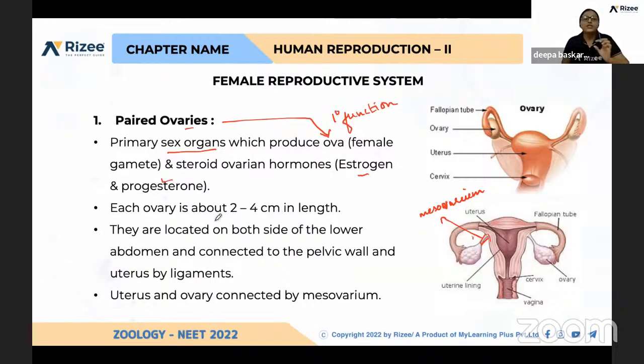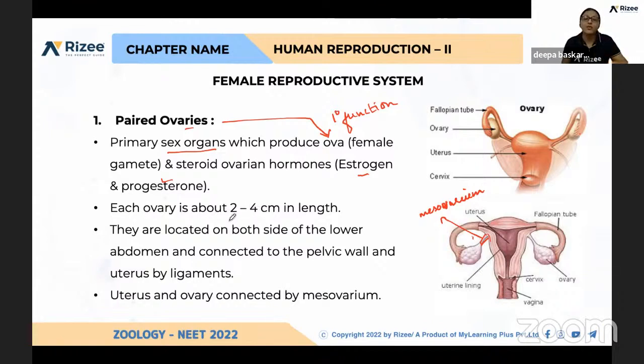So what are the dimensions of the testis? What is the length and width? While learning both male and female, you have to compare and learn, because they will give statements, that is options, that are confusing. So today I will ask questions to compare both the systems.